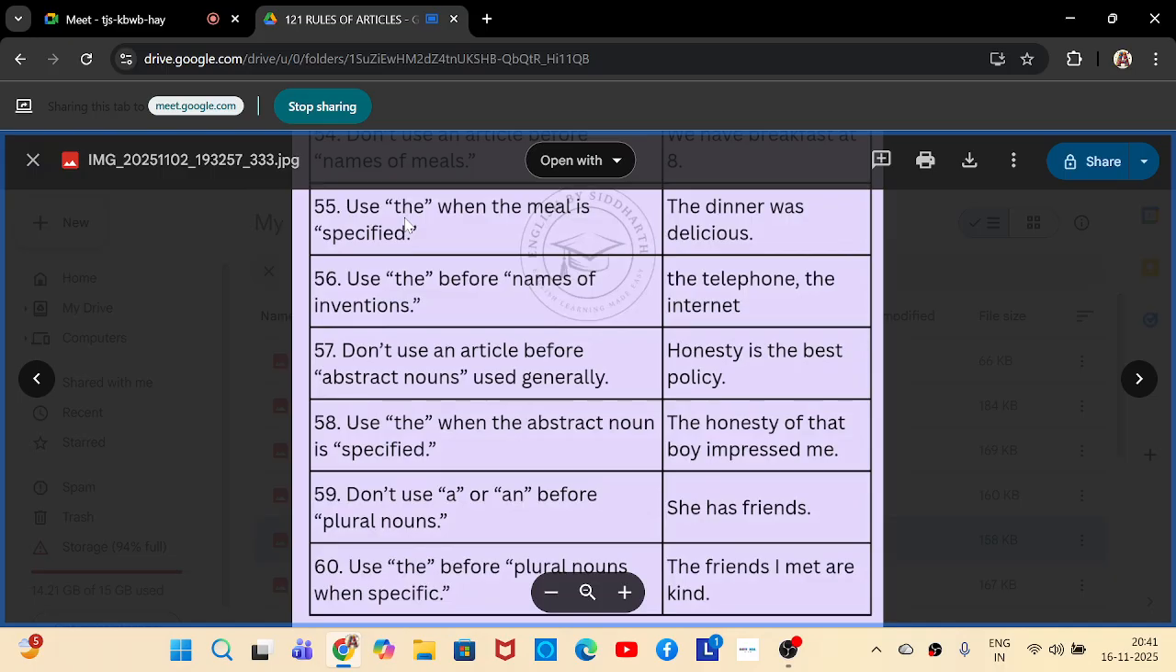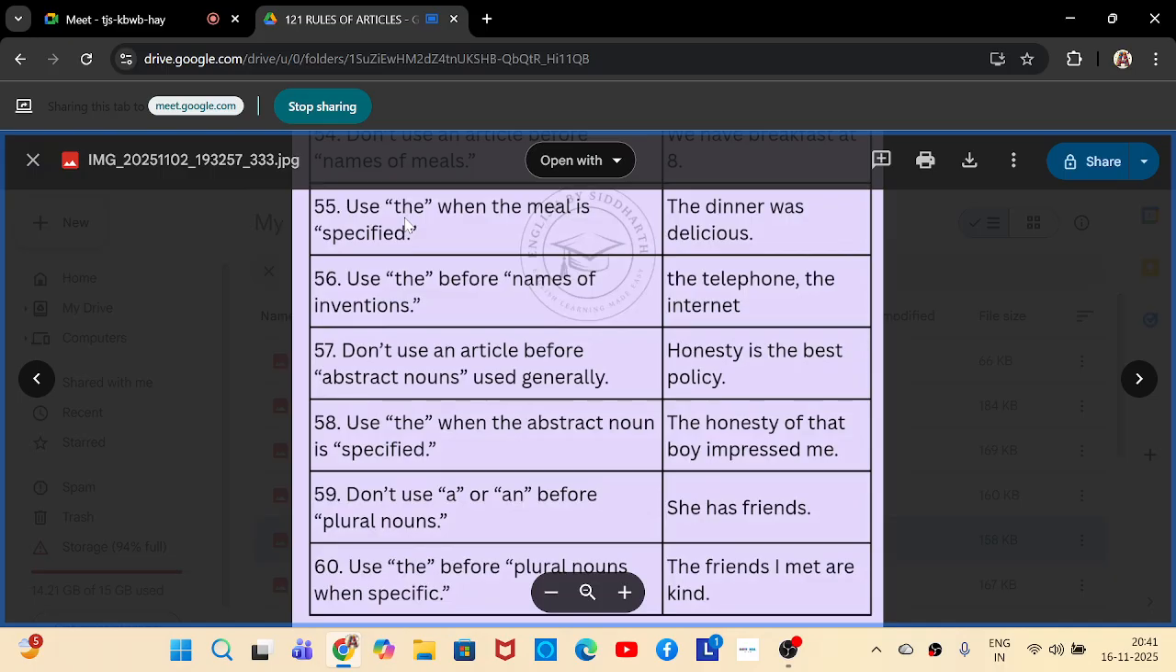Okay. Next is the 59th rule, which says, don't use a or an before plural nouns. Plural nouns means plural countable nouns. We never use a or an with them. For example, she has friends. Friends is a plural noun, so we don't need a or an. But use the before plural nouns when specific. With specific plural nouns, we can use the. Yeah, can you read the example? Anyone?